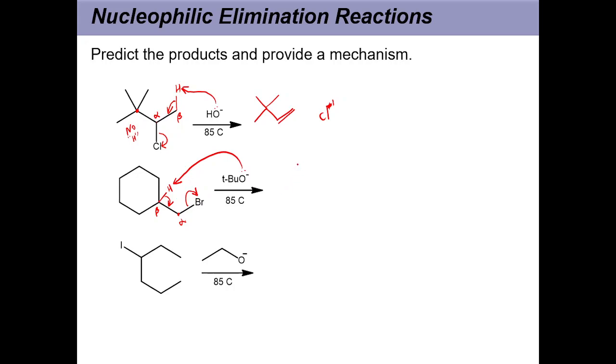So the product is going to be the six-member ring, which stays exactly the same. There's nothing changed. Now between the beta carbon and alpha carbon, the bromide is going to be gone, but there's going to be a new double bond between the alpha and beta carbons.